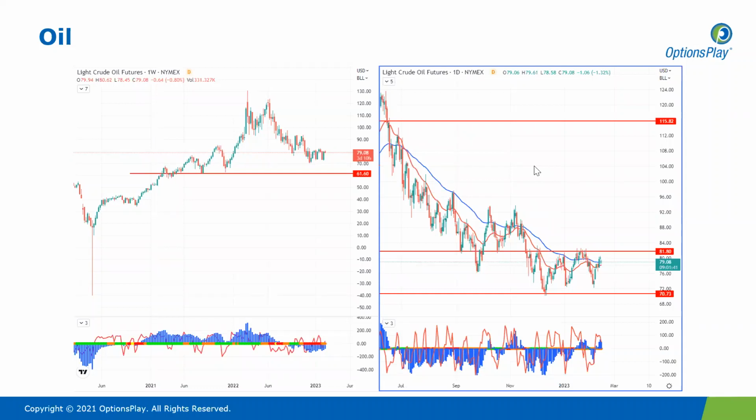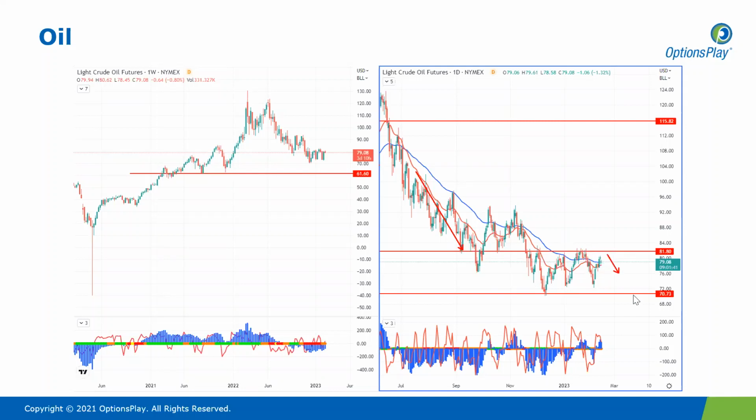All right, moving on to oil. So looking at light crude oil futures. So again, last few weeks I spoke about this range between 81 and 70, and once again, price is respecting this range after this downtrend. Price has been pretty much locked in this range for the last 3-4 months almost. And it is approaching that 81, 82 area of resistance.